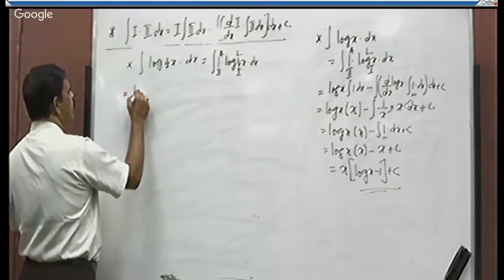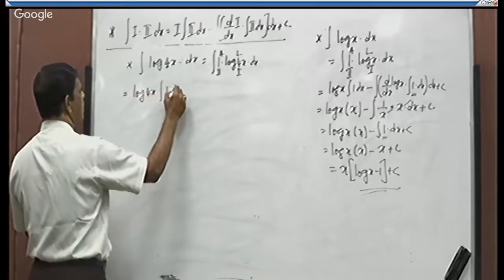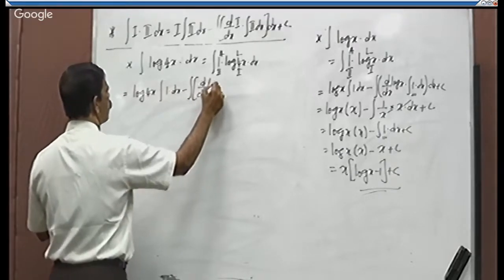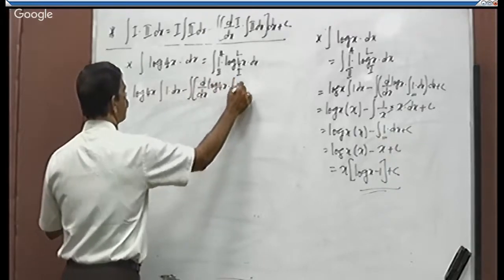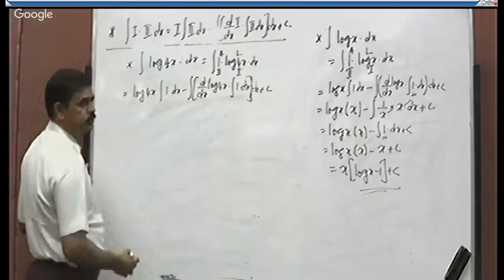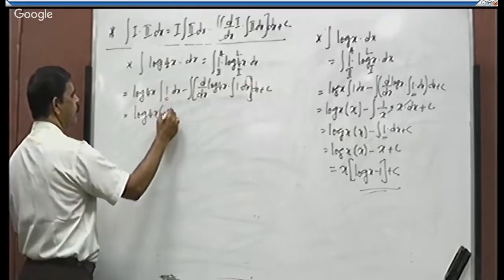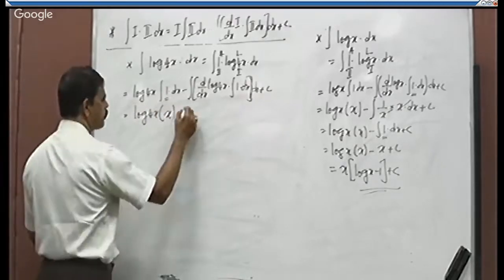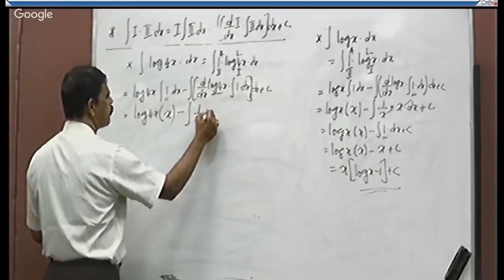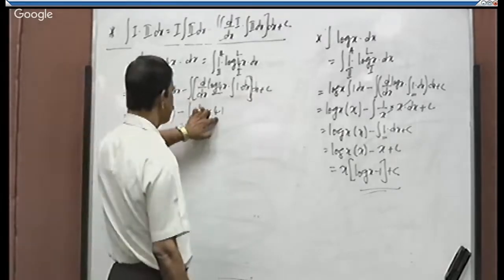Write according to the formula: first function is log 4x into integration of second, minus integral of d by dx of log 4x into integration of second function into dx, plus c. That is equal to log of 4x into integration of 1, which is x, minus integral of differentiation of log function. It is 1 by function into differentiation of function, right? 1 by 4x into differentiation of 4x, which is 4 into 1.